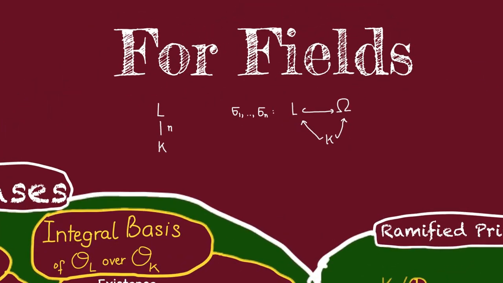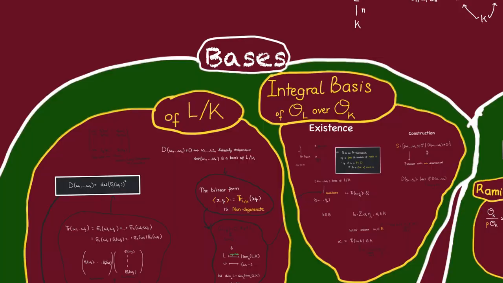The setup is going to be, we have an extension L over K of degree n of number fields, and let sigma 1 to sigma n be K embeddings from L into an algebraically closed field containing K. Then we claim that we can use discriminant to detect not only bases of L over K, but also integral bases of OL over OK.